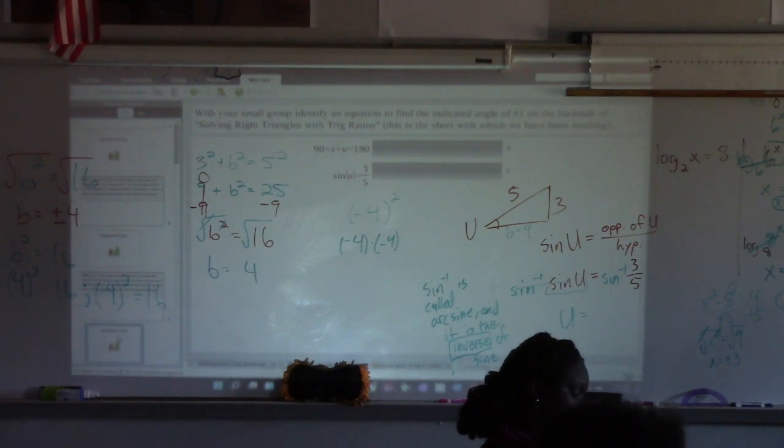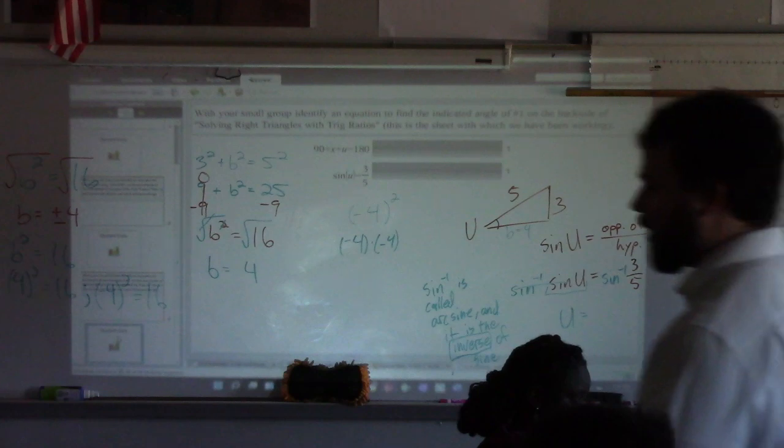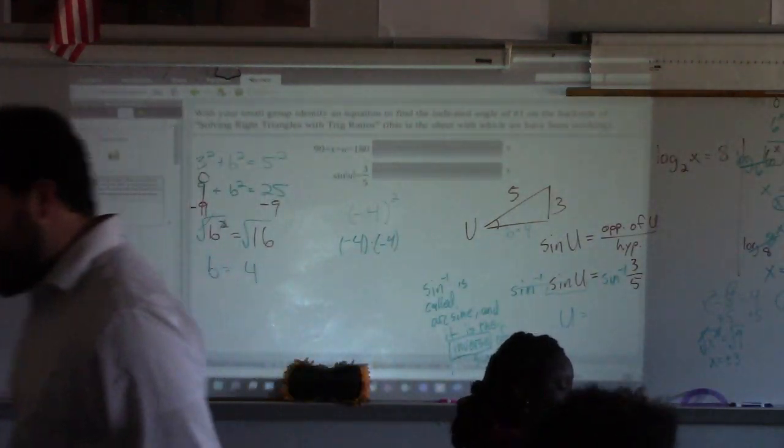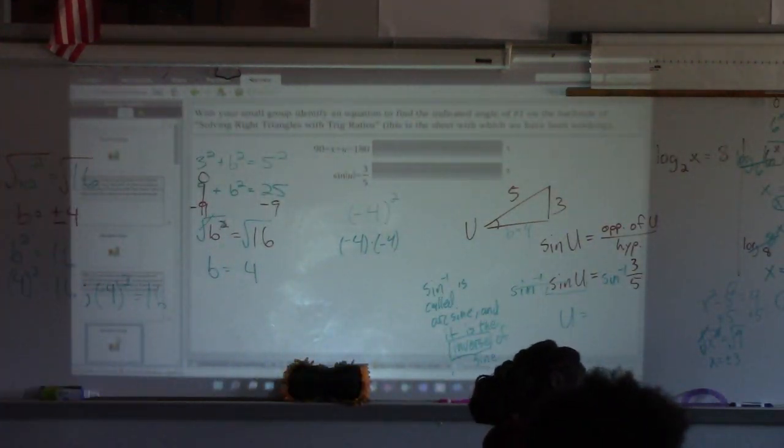Calculator. Anybody have a guess where we would go in the calculator? Probably go back to that trig button, right? You got it right here. So go to trig. Is there an option for arc sine right there? Yes. So click on arc sine and just type 3 divided by 5 into the calculator. It's 36.86.